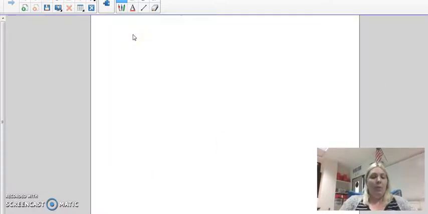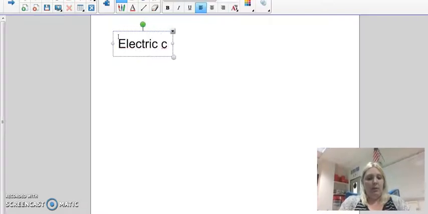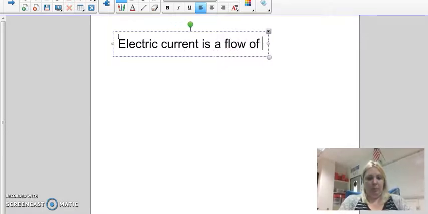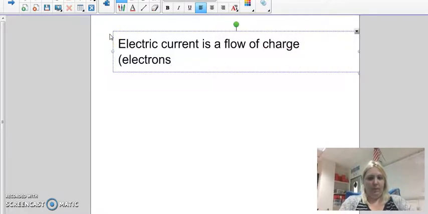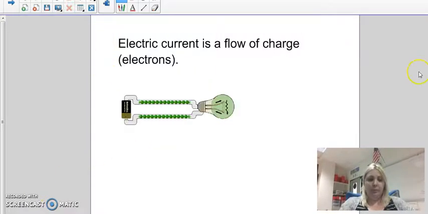So first let's review our definition of electric current. Electric current is a flow of electrons or charge. Now, what it really means is that the electrons are all moving in the same direction. So you can see on this lovely picture that I have a bunch of electrons moving from one end of the battery into the other, and they constantly keep on moving.